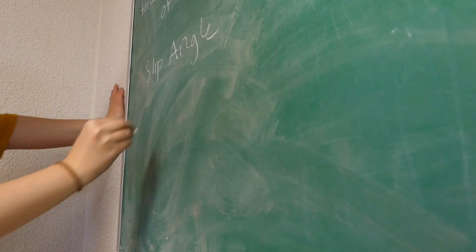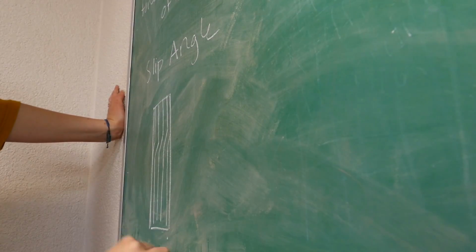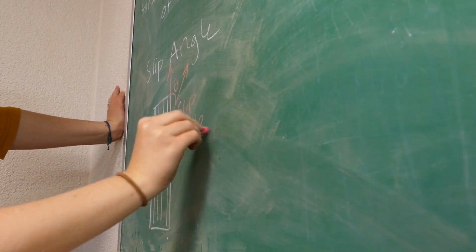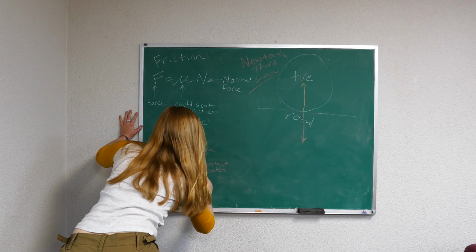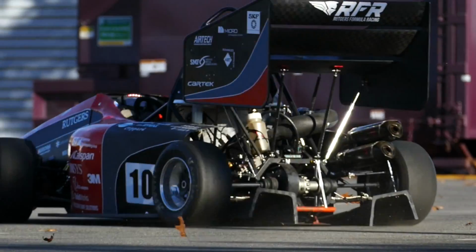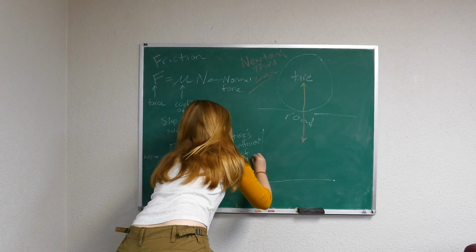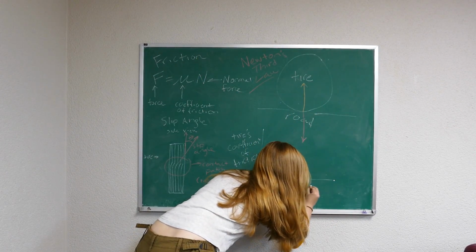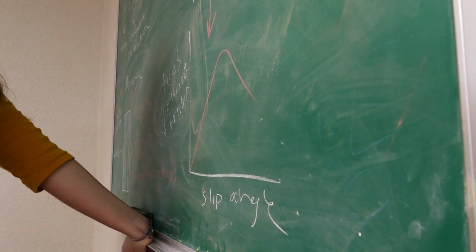Now, the slip angle is described as the angular difference between the direction that the tire points and the path that the tire follows. The tire's coefficient of friction can actually be greater than 1 due to tire deformation. Now, the tire's coefficient of friction increases as the slip angle increases until a certain maximum value.